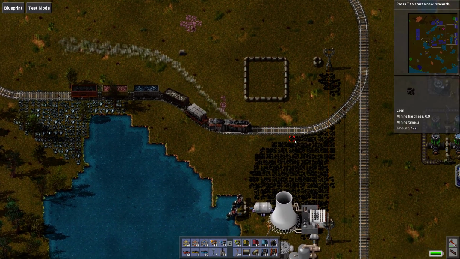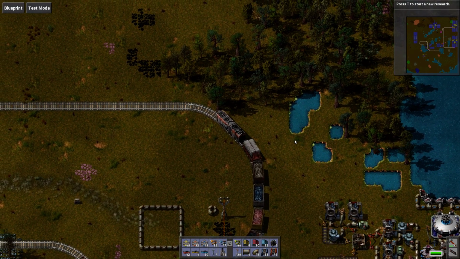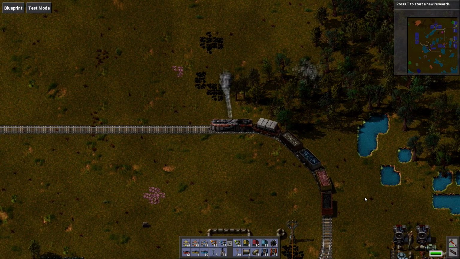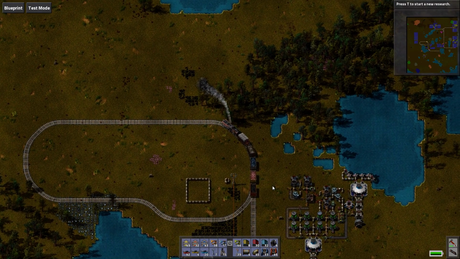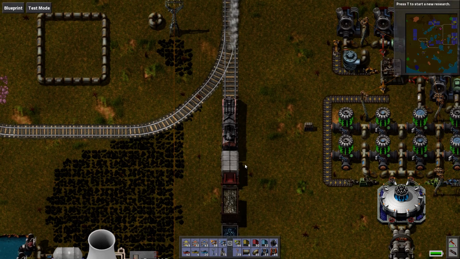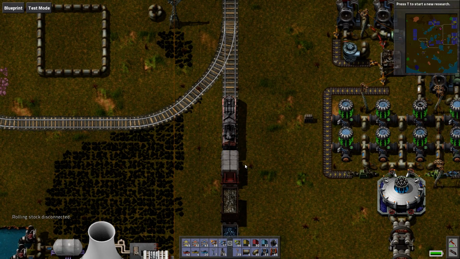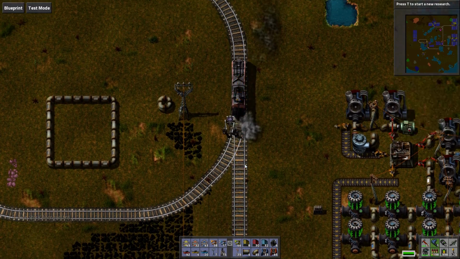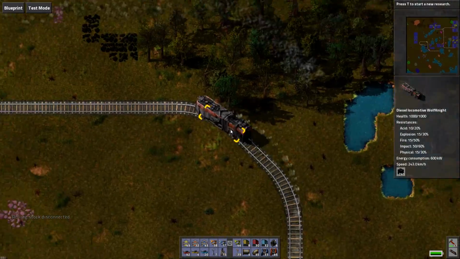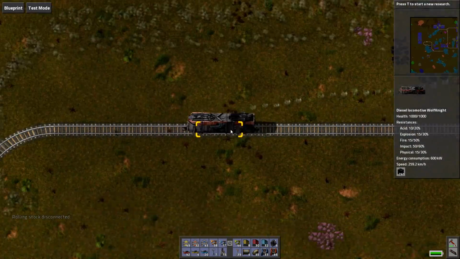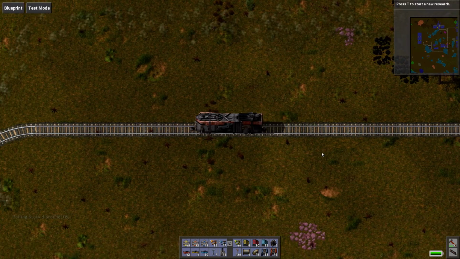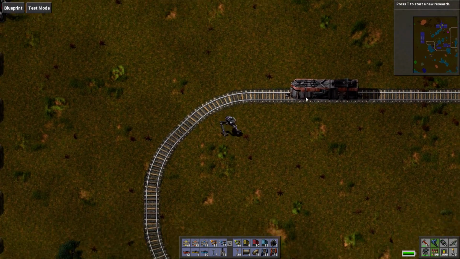So if you weren't pulling anything, then it will probably be faster. So let's back this up. Let's see how fast you go. Yeah, 200. Oh yeah, 259. Okay, so the evil son's loco is faster than this guy, but this can pull more weight.